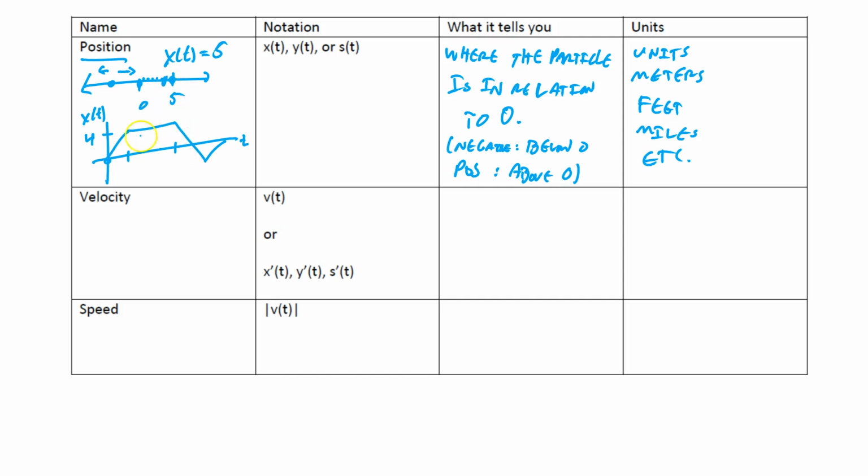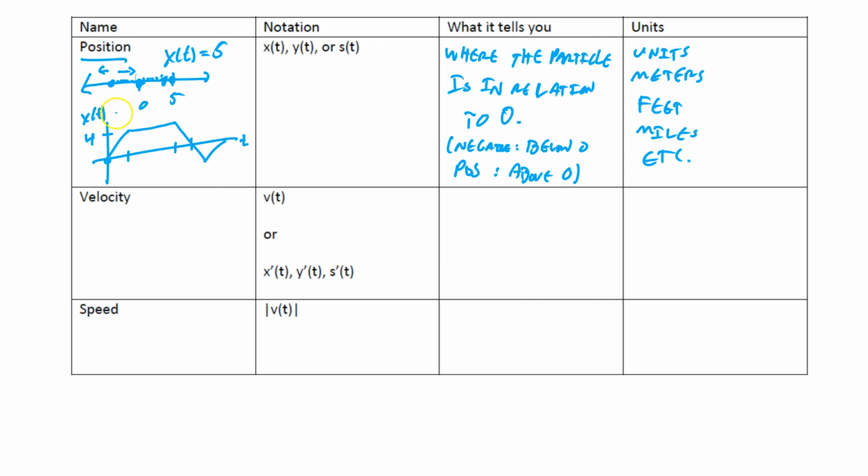It just sits there because it's at 4 that entire time. And then we start to go back. Right? At this point, we hit 0 again, and then we continue in the negative direction, and then it turns around here and comes back, and it stops at 0. Okay, so that's what we would have for a position versus time graph.